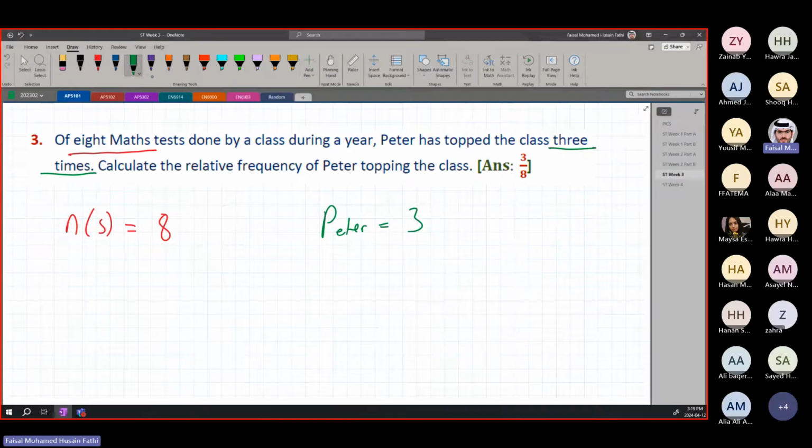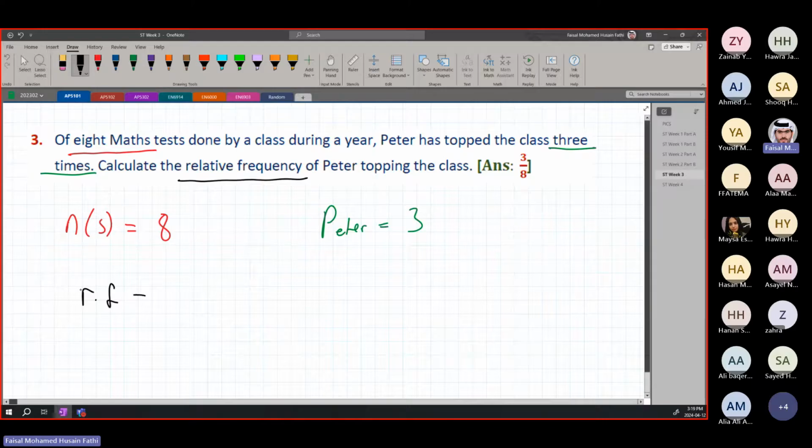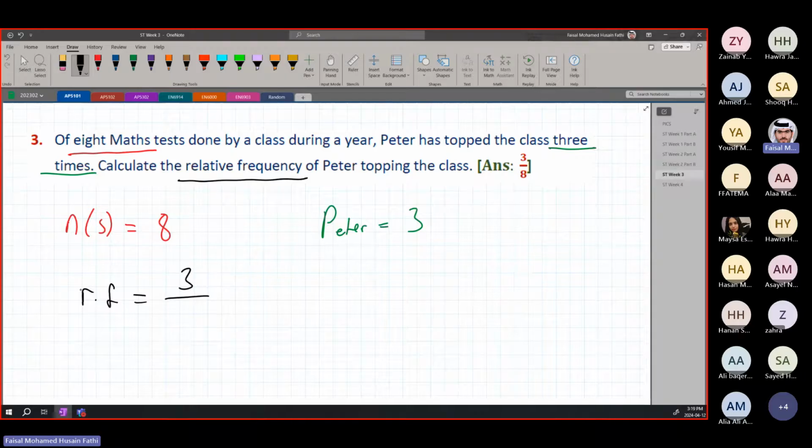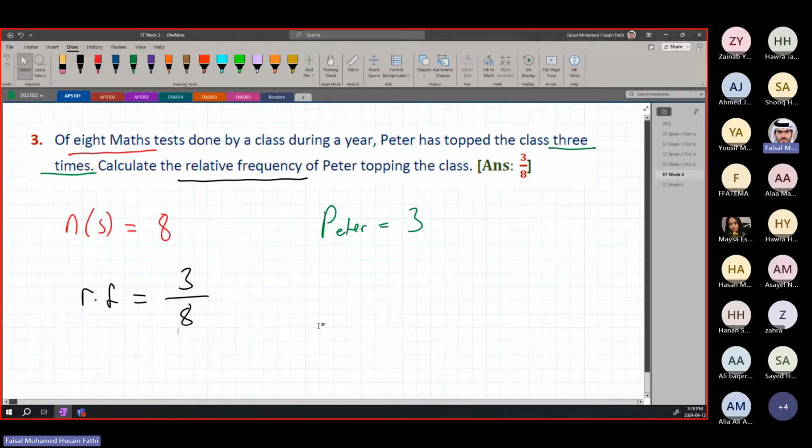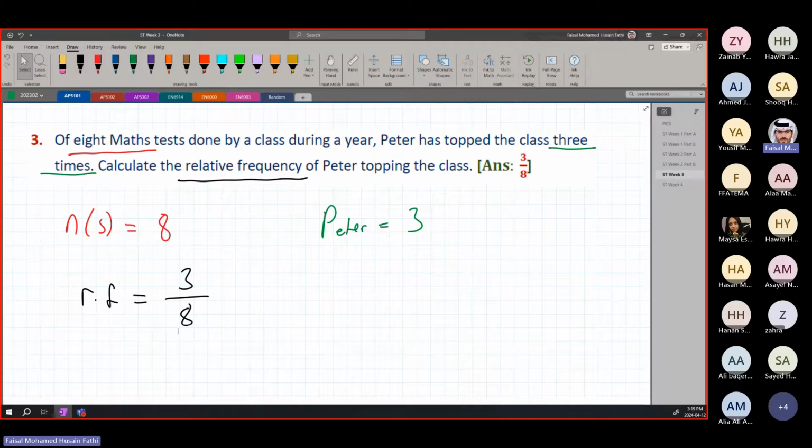It says calculate the relative frequency. What does relative frequency mean? It means we do not necessarily have the sample size, all right? We don't necessarily need the sample size actually for relative frequency. All we need to know is the total cardinality and how many times Peter is getting the top in his class, and that's it. So the relative frequency is going to be simply 3, which is the number of times Peter has gotten a good grade, divided by 8. That's it. Okay, that is how you would calculate relative frequency.